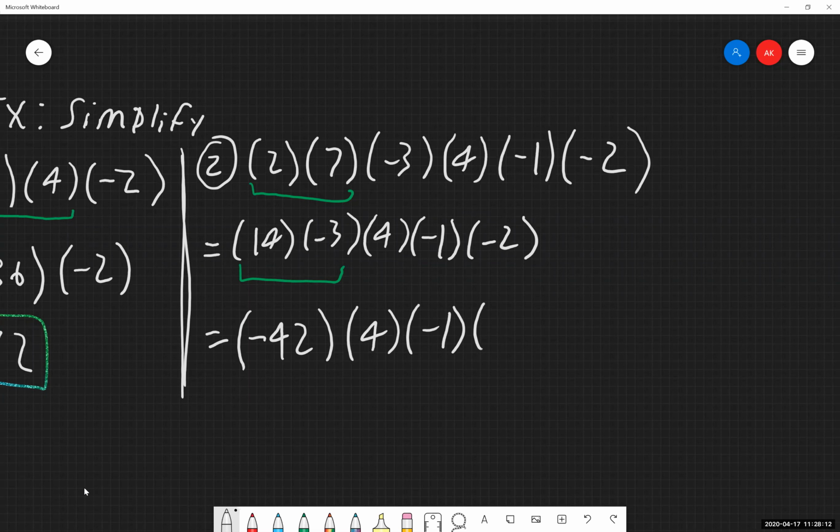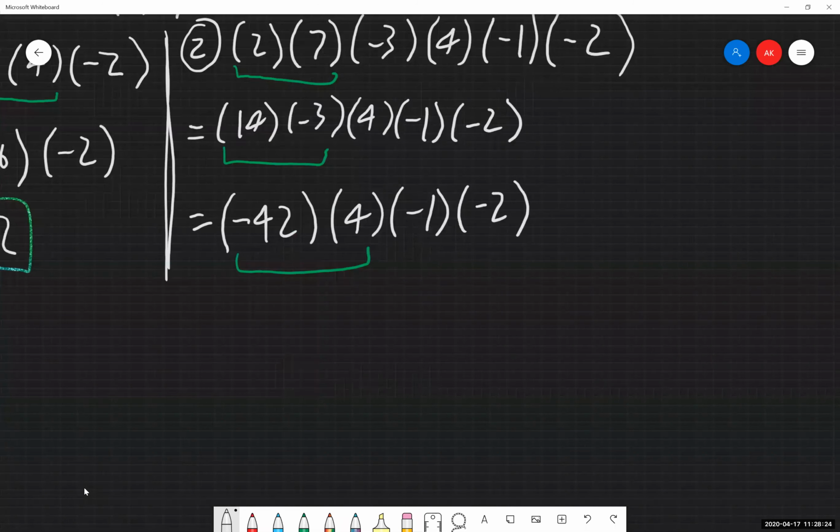So again, I think it's really nice to differentiate between let's figure out what the sign is and then let's figure out what the number is, because that's really helpful. And again, the same thing, just working with the first 2 here. So I have a negative 42 times a positive 4. So a negative times a positive is going to give me a negative answer. 42 times 4, again, applying the calculator, it's going to give me 168.